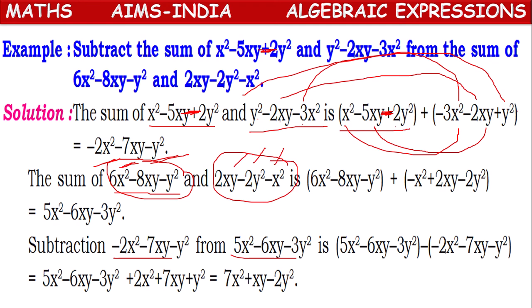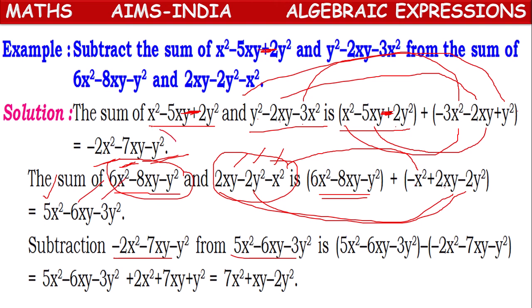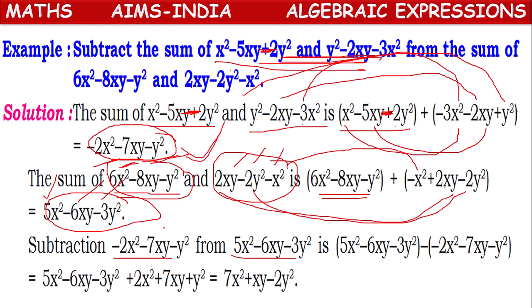2xy minus 2y square minus x square. This is in standard form. Next one, x square to be written first, xy next, y square. So 6x square minus x square, 5x square; minus 8xy plus 2xy, minus 6xy; minus y square minus 2y square, minus 3y square. So this is the first sum, this is the second sum, but according to the question, subtract the sum of these two terms. Means the first sum to be subtracted from the second sum. From the second sum, the first sum to be subtracted.